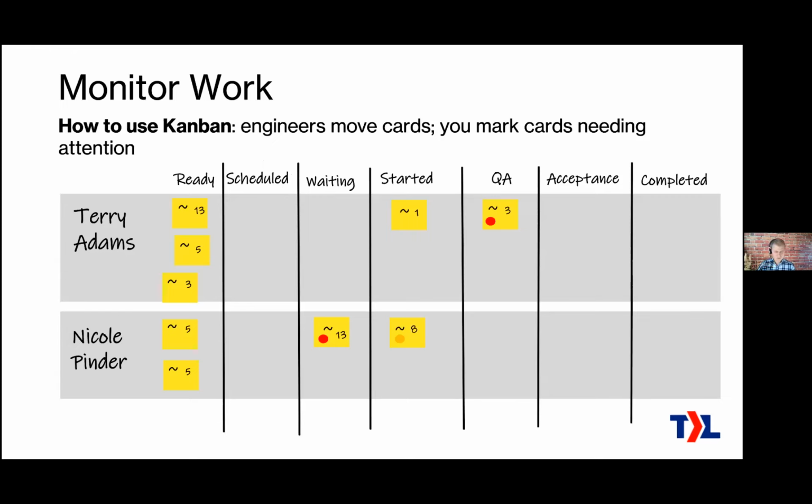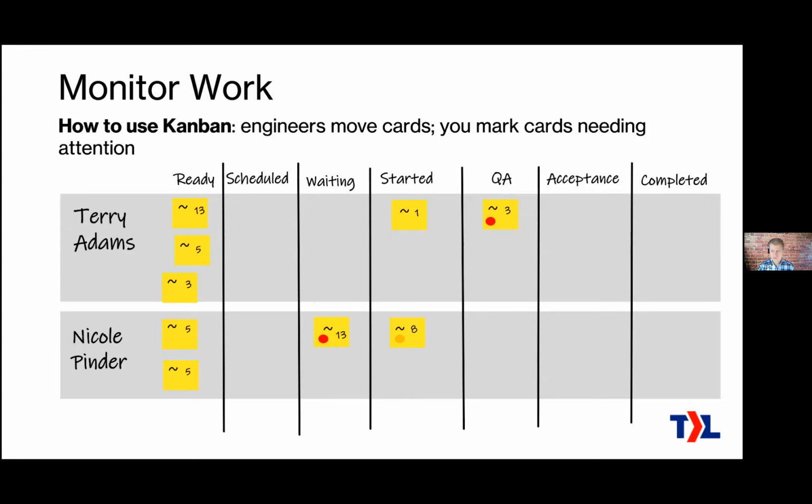Some people with more sophisticated workflows may have a QA, acceptance phase where it goes to the customer and they verify that it's all good, and then eventually goes to completed. Most people don't have QA and acceptance, so you'd have ready, scheduled, waiting, started or in progress, and then completed. So you can see all the work here. Then you monitor for those problems. And if it has a problem, like maybe it's over budget, for example, then you put some sort of red indicator on it, just to bring special attention to that.